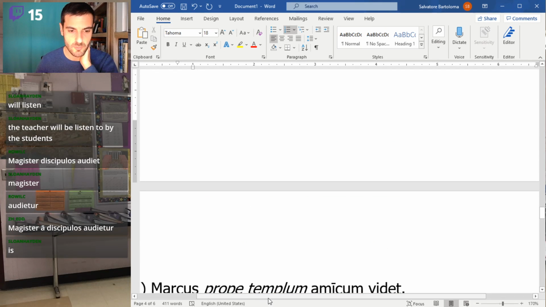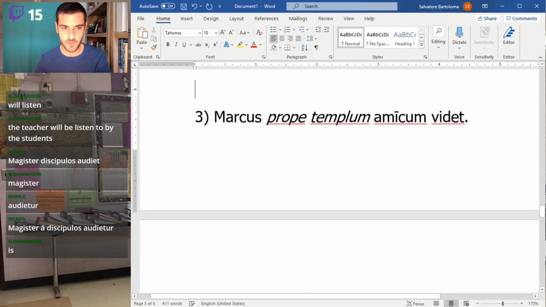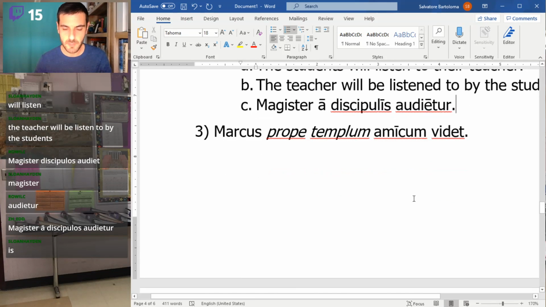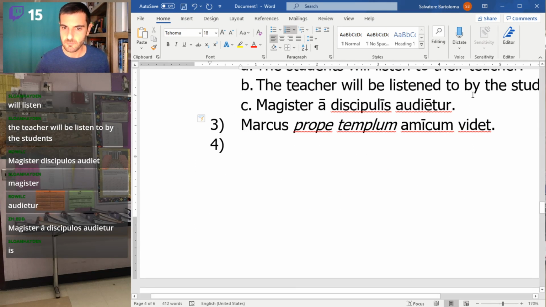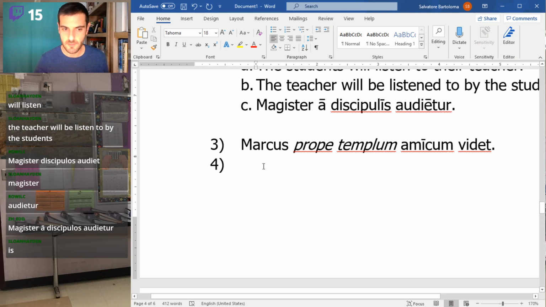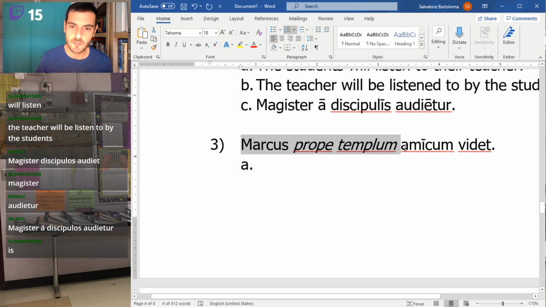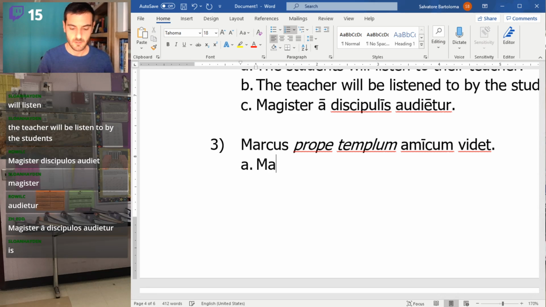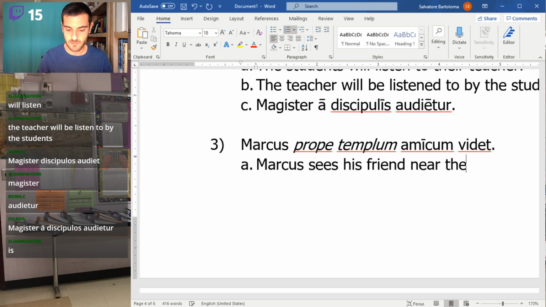And I'm just going to run through this last one real quick. Just wanted to make a point that there could be other stuff going on in the sentence. So for instance, Marcus prope templum, little prepositional phrase, extra information, amicum videt. Marcus sees his friend near the temple. That near the temple is just extra information. Don't let it mess you up. Don't change it. Don't do anything to it.